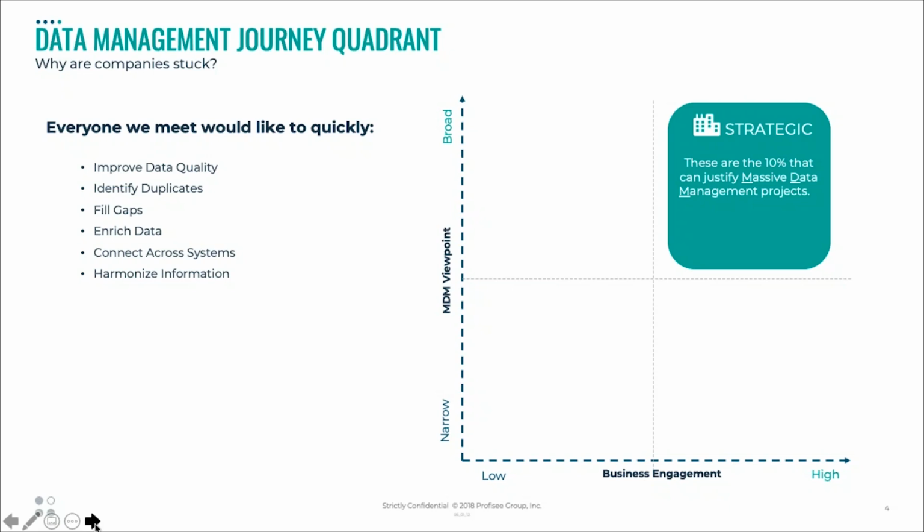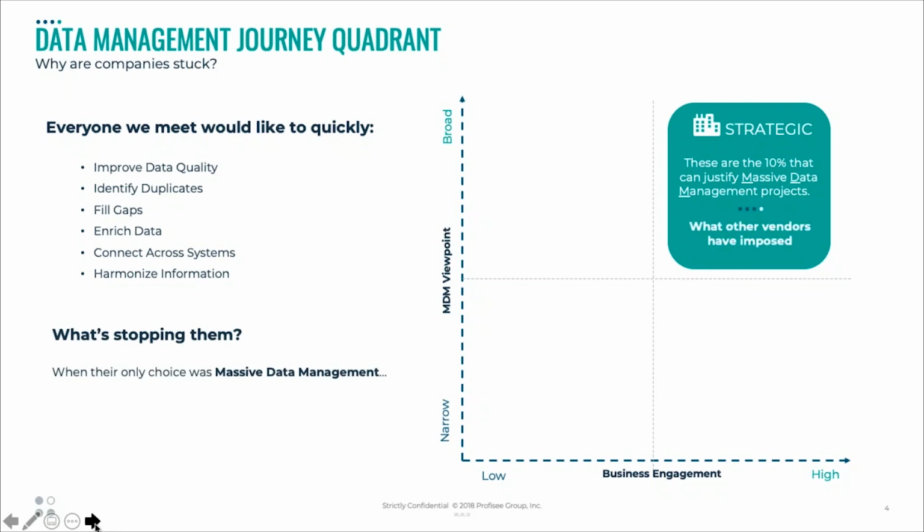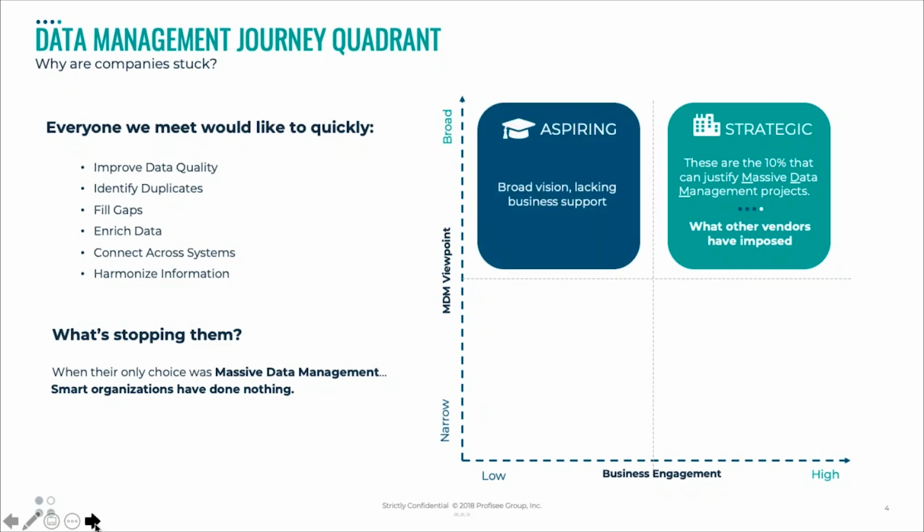Everyone we talk to would like to emulate some sort of this behavior to some degree, and we're here to help them do that. But there are some techniques that are agnostic to vendor that will help you along your program management justification journey. So what's stopping them? Again, when companies have a massive data management mandate and not enough budget, not enough resources, and no business case, the smart ones don't do anything because that's not risking their career or the success of their programs. And in essence, they're waiting for a solution to come along.